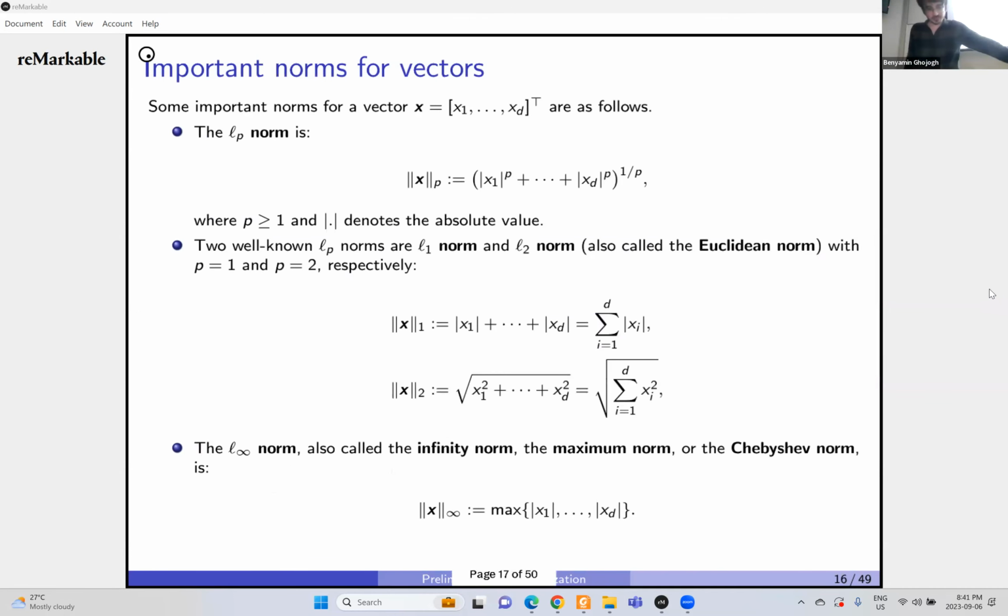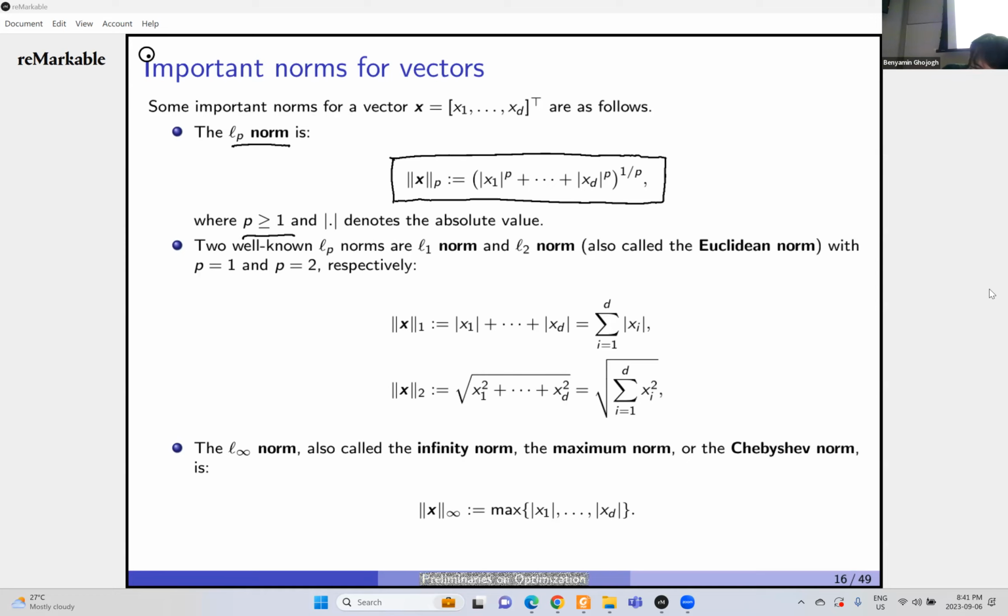Some important norms for a vector X. So we have norms for vectors and for matrices. For vectors, the Lp norm is defined as this. You have the absolute value of the terms to the power of p, then the whole thing to the power of 1 over p, right? And p is greater than or equal to 1.